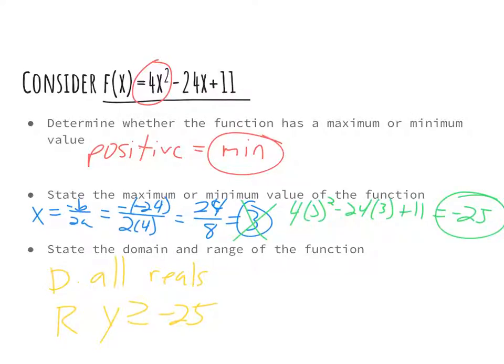So for the first question, you should have noticed that a is positive, so therefore we will have a minimum value. And that minimum value, first we need the x coordinate, so negative b over 2a. I simplify all the way down and get 3. Then I take that 3 and plug it in for x, so 4 times 3 squared minus 24 times 3 plus 11, I get a negative 25. Negative 25 is my min value. So my domain is all reals, just like it always will be for parabolas. My range, since it's a min, is going to be y is greater than or equal to negative 25.